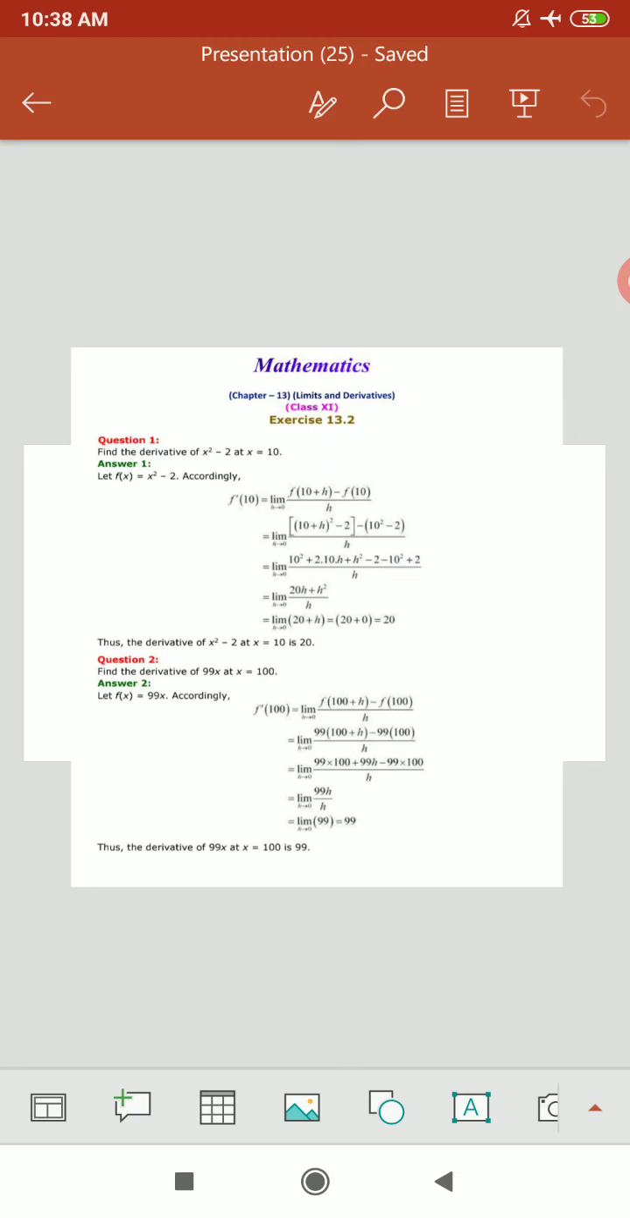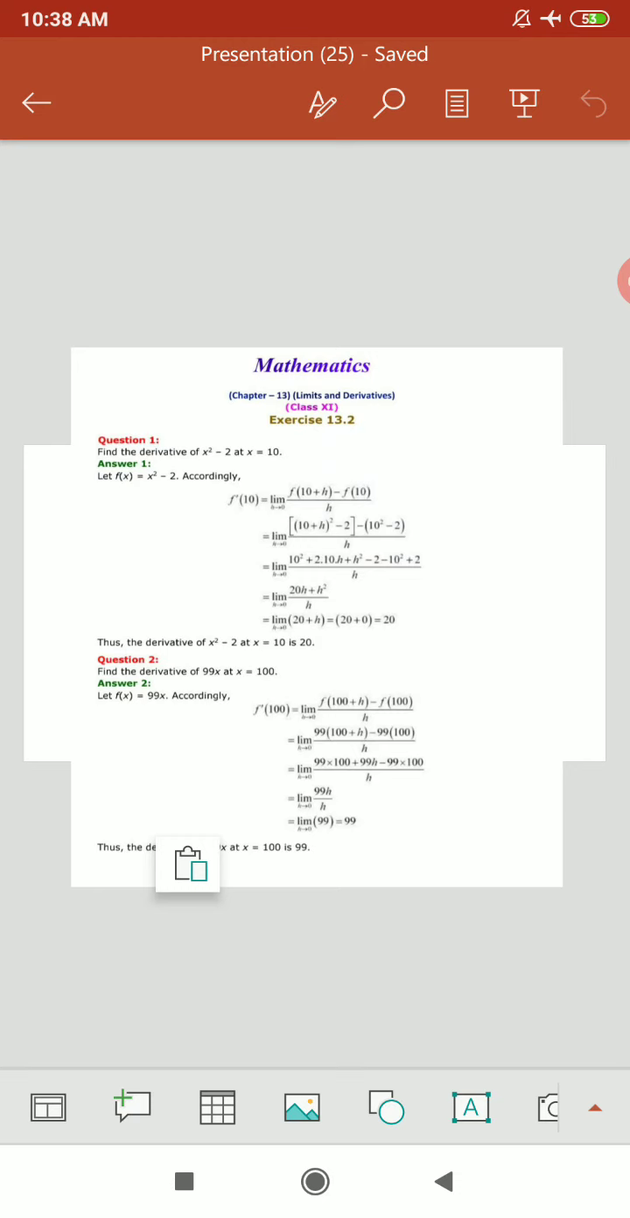a के बदले यहाँ 10 है तो हमें मिलेगा limit h tends to 0 f of 10 plus h minus f of 10 divided by h. This is equal to limit h tends to 0, f of x is x square minus 2, तो f of 10 plus h आएगा (10 plus h) whole square minus 2 minus f of 10 आएगा 10 square minus 2 divided by h. This is equal to limit h tends to 0, यहाँ से मिलेगा ये (a plus b) whole square, that is 10 square plus 2ab, 2 into 10 into h plus b square, that is h square, minus 2 minus 10 square plus 2.